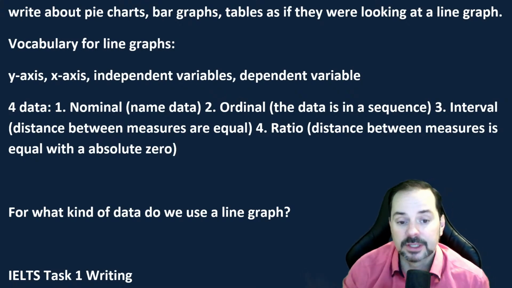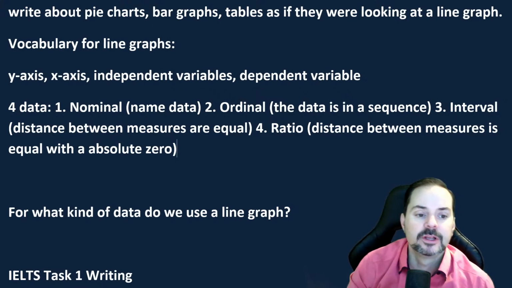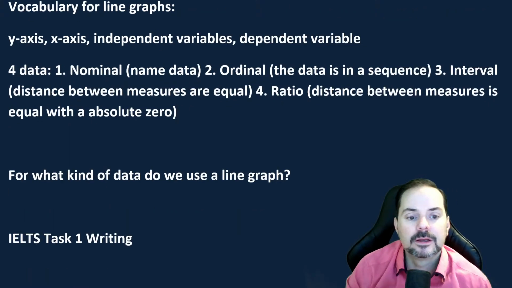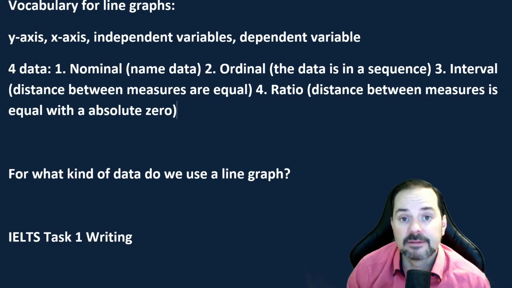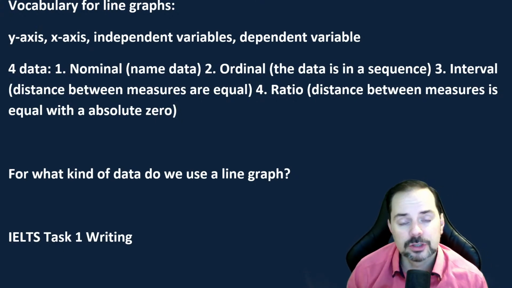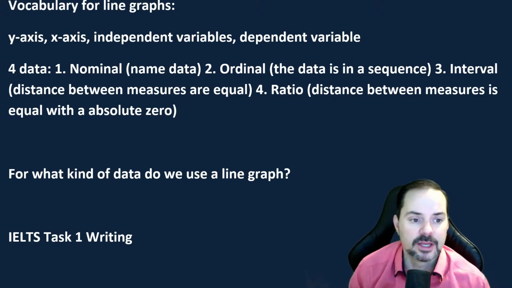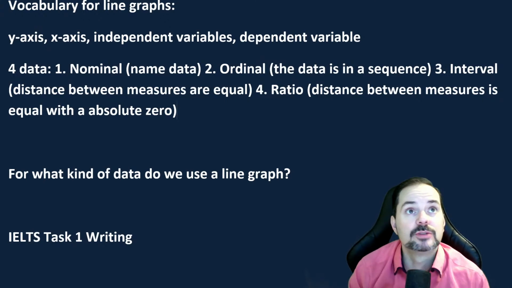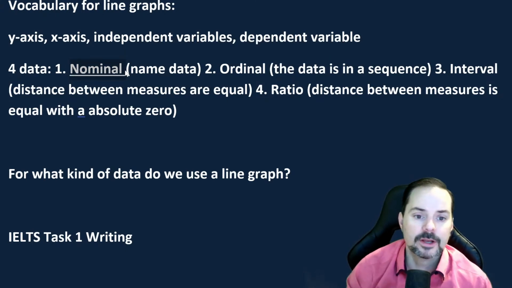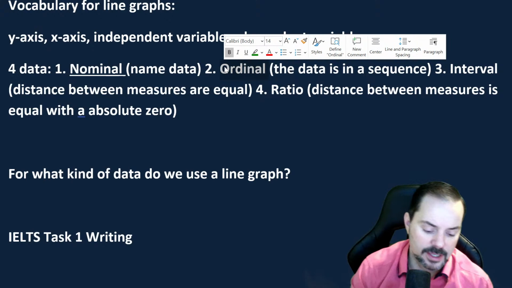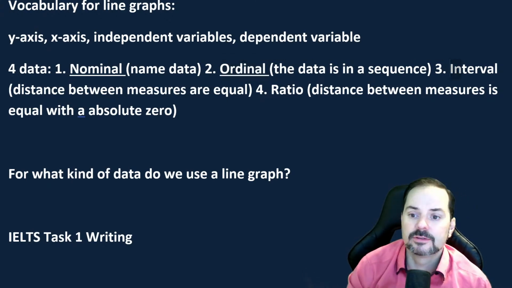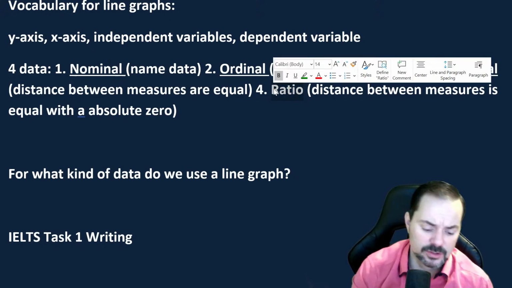But I'm not going to get into really deep statistics or graph analysis. You don't need that for Band 9 on the IELTS exam, but you should learn this for university, especially if you're going into a science major. Okay, anybody going into science majors should be clearly aware of these. All right, so 4 types of data. There's nominal, all right, there's ordinal, and there's interval, and there's ratio.